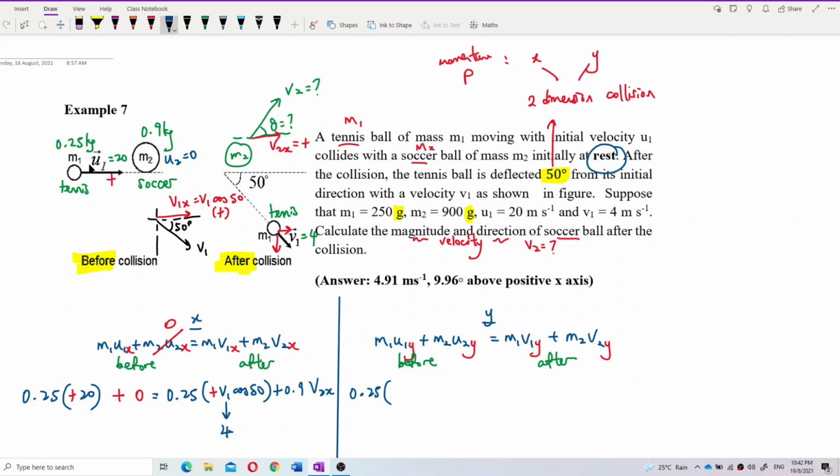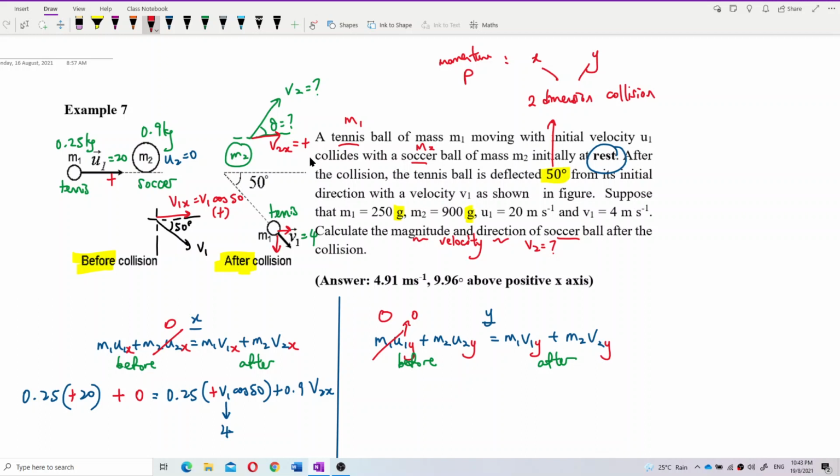And then u1y. Look here. Do you think for before collision the velocity has any y component? No, this velocity u1 only has an x component, no y component. You see that? So we just ignore this. So the y component is 0. So u1y is 0. Understand? u1y is 0. So we can say the whole thing is 0.